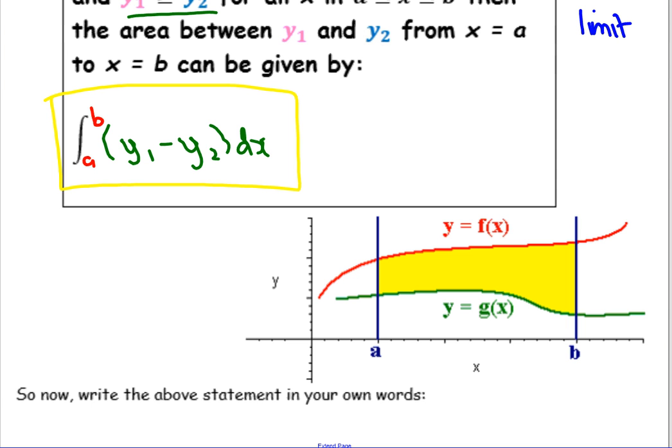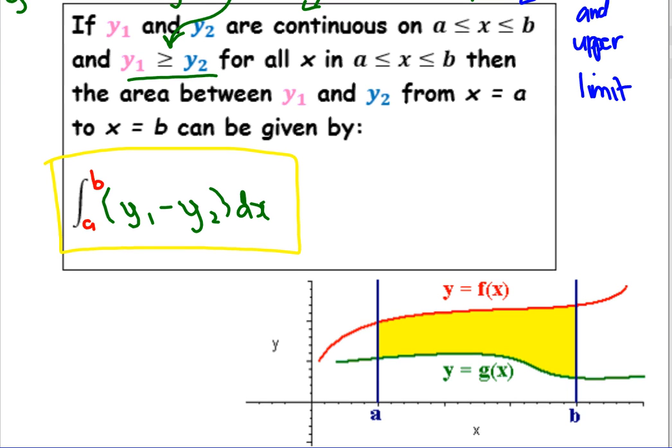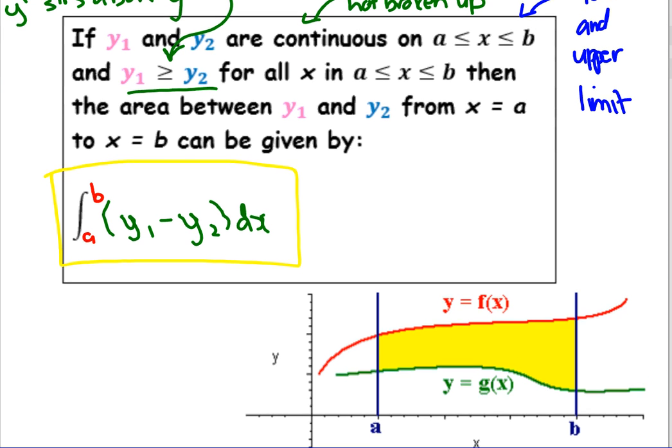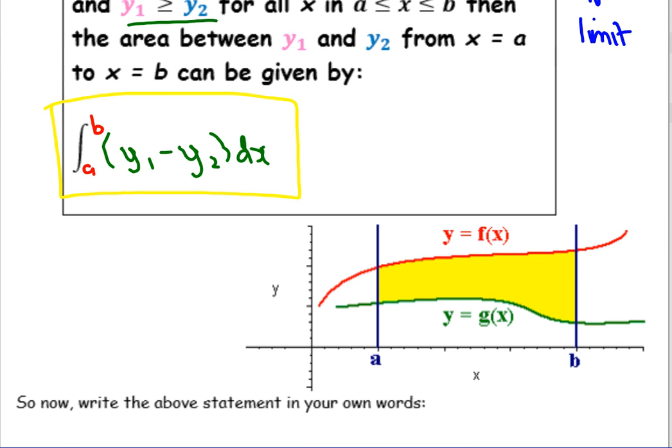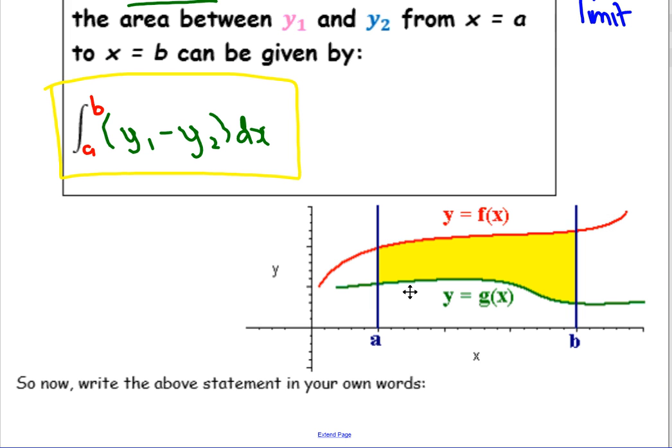Okay, so thank you. That was a very fancy way of saying, basically you take the top function, this has to be the top function, minus the bottom function. Feel free to make an extra note. That has to be the top function and that has to be the bottom function. Y2 is the bottom one. So it's always the top function minus the bottom function. Top function is y1, bottom function is y2.